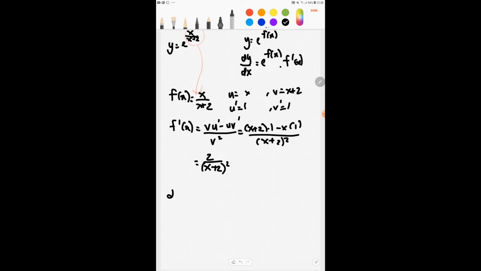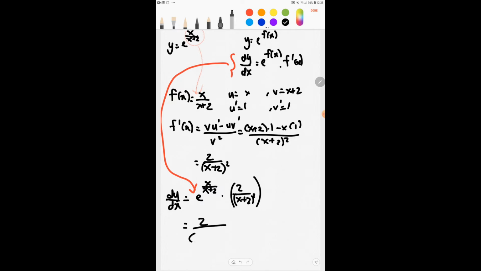So now we are going to find the dy/dx. We take the formula from here, so this would be our dy/dx. It becomes e powers of x over x plus 2 multiplied with 2 over x plus 2 squared. Towards the end we write it as 2 over x plus 2 squared, e powers of x over x plus 2. So this would be the dy/dx for this question.